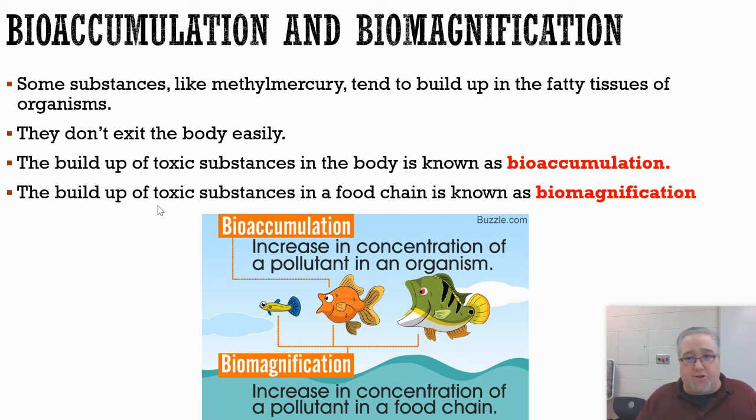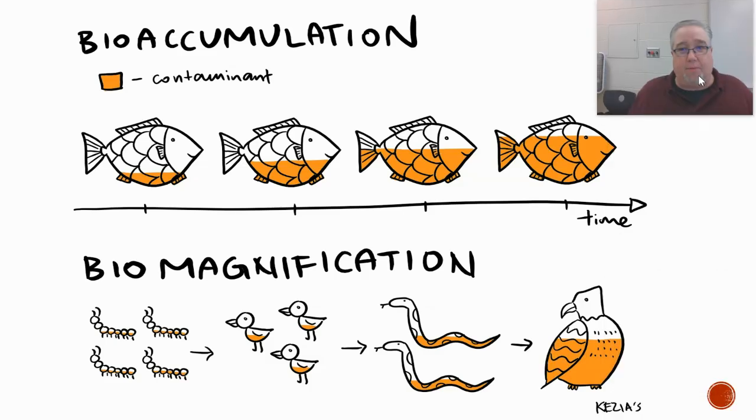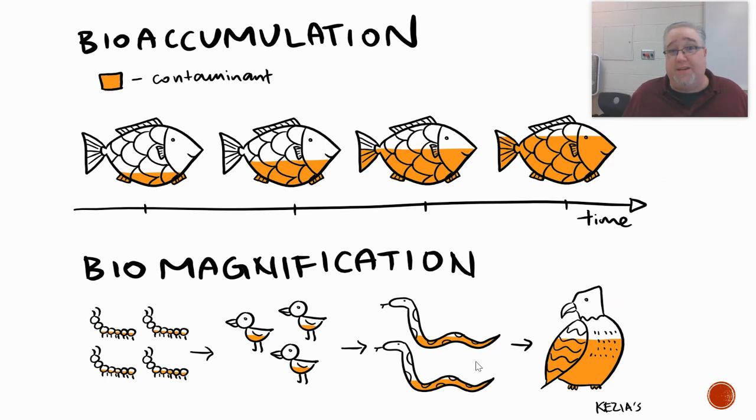Now, when it starts moving up the food chain because of one fish eating another, and that fish eating another, that's what we call biomagnification. Okay, I think this picture here is pretty good at showing us the difference between the two terms. For example, here we have a species of fish. Let's say this is a bluegill or something. That bluegill is just swimming in the water, but as it's swimming around, let's say it's methyl mercury, for example, it just starts building up in the body. Right? So we call that bioaccumulation.